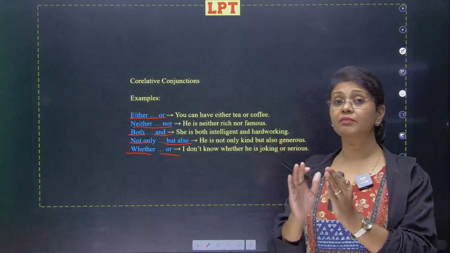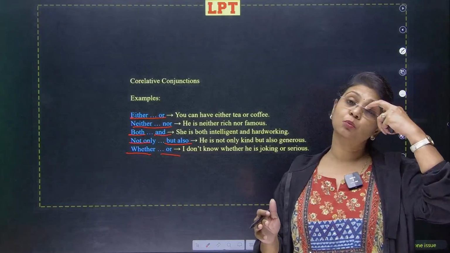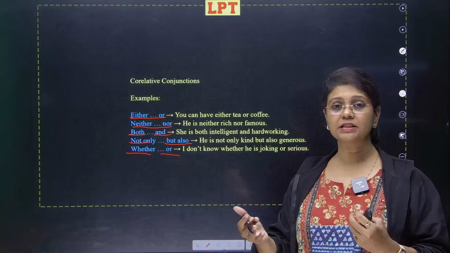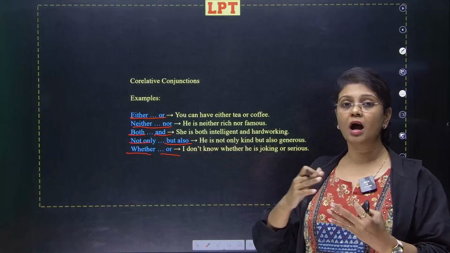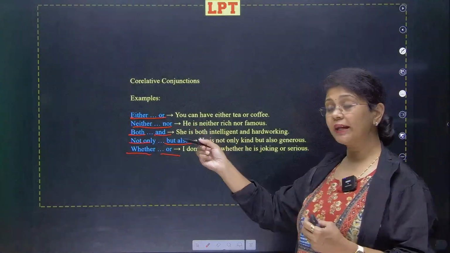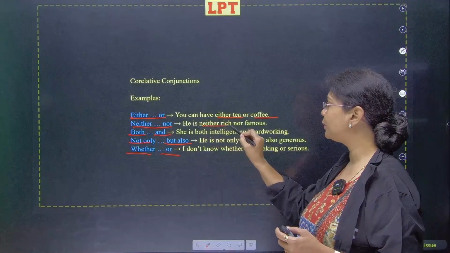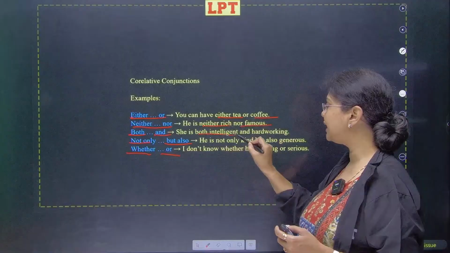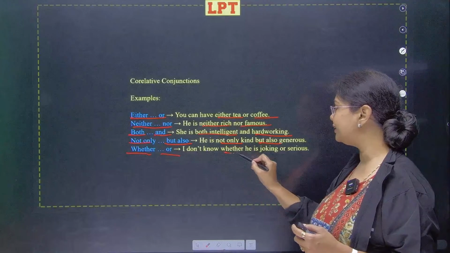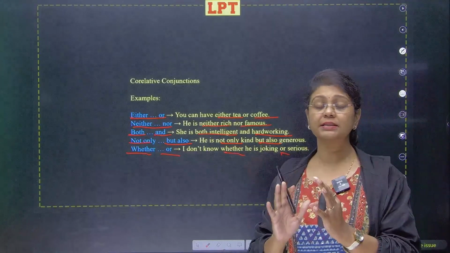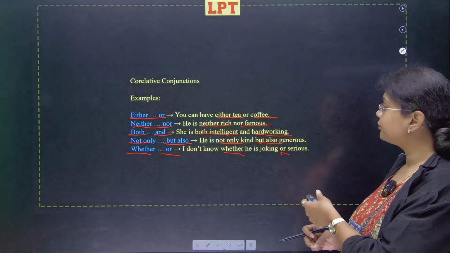Simply understand, if it is a pair, then it belongs to the correlative conjunctions, although nobody is going to ask you what the categories of these conjunctions are, as long as you know how either or is used, how neither nor is used, and how these other conjunctions are used. So if you look at the examples, you simply say you can have either tea or coffee. He is neither rich nor famous. She is both intelligent and hardworking. He is not only kind but also generous. I don't know whether he is joking or serious. So just understand that there are pairs of conjunctions that you have to pay attention to and you are good to go. Let's move further.